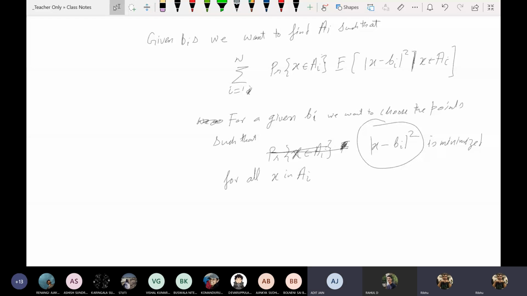Sir, in the previous step, when we were trying to choose a b_i, we could do it individually. But can we do that individually? Because once we choose an A_i, that affects the neighboring A_{i-1} and A_{i+1}, right? Yeah, so you assign each point on the real line to an A_i. You are choosing A_i and b_i, and here you are assigning each point on the real line to an A_i, and you choose the A_i for which this quantity is minimized for a given b_i.